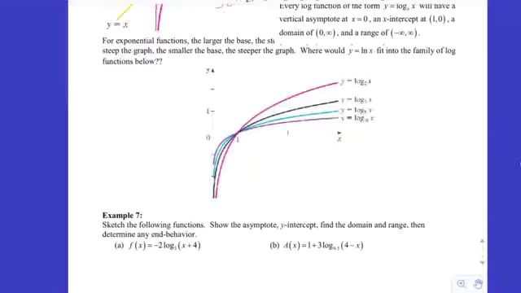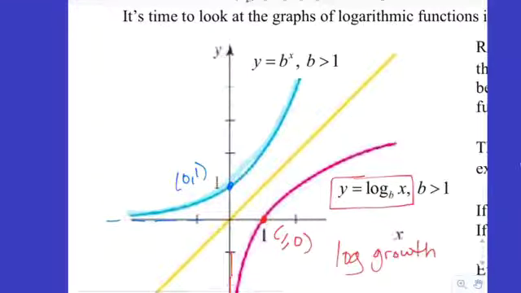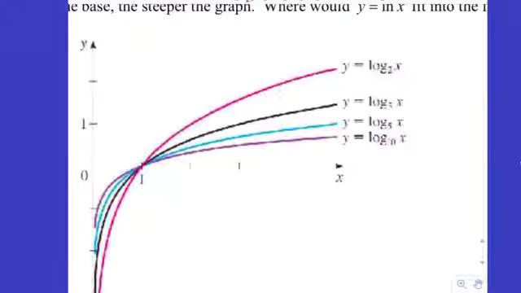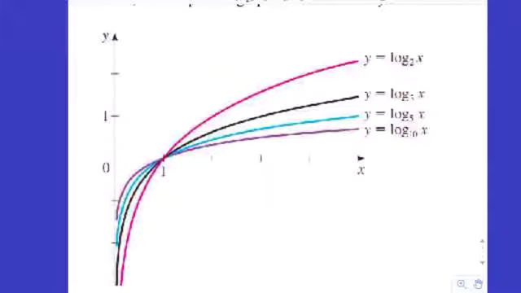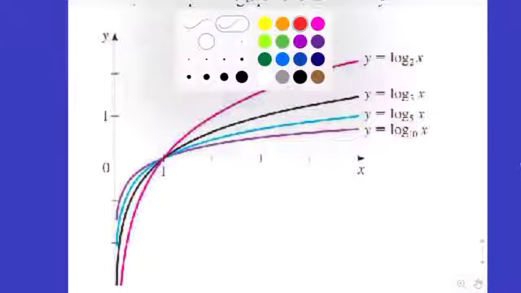Now, what if you have a bunch of log growth functions on the same graph? Like we did with the exponentials, there is a hierarchy to how fast they grow. Remember, for exponentials, the bigger the base, the steeper the graph. So like 10 to the x grew faster than 9 to the x. For logs, let's see if it's the same thing. The resolution is kind of bad here, and I apologize for that. This is log base 2, this is log base 3, this is log base 5, and this is log base 10. And they're all of x.